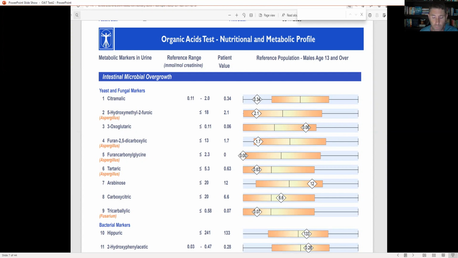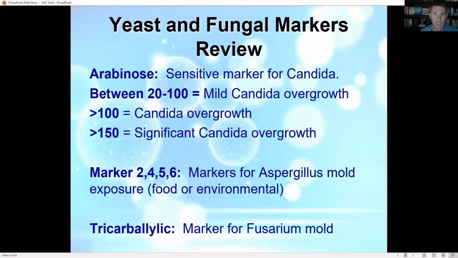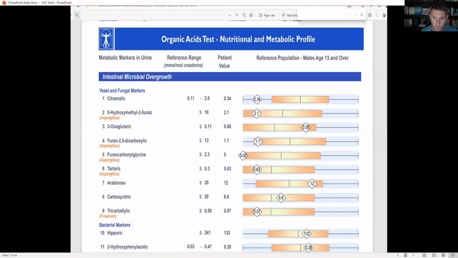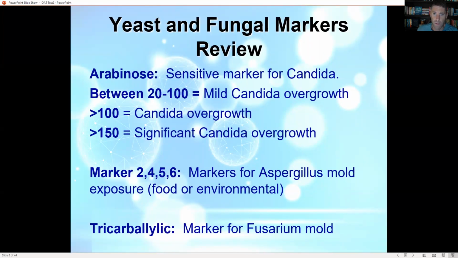there, the arabinose. That's most sensitive for Candida overgrowth. Normally, we want that under 20. If it's between 20 and 100, it's mild Candida overgrowth. So you can see, this marker here, we want it less than 20. For this particular test, it's at 12. That's a good measurement there. That means that there's not much.